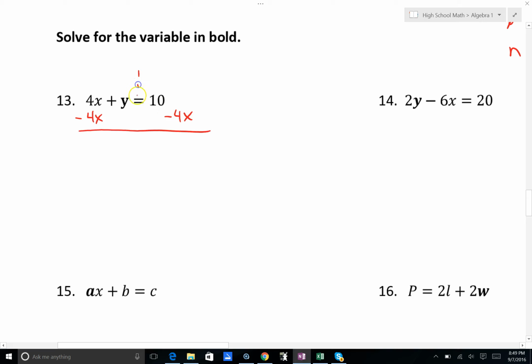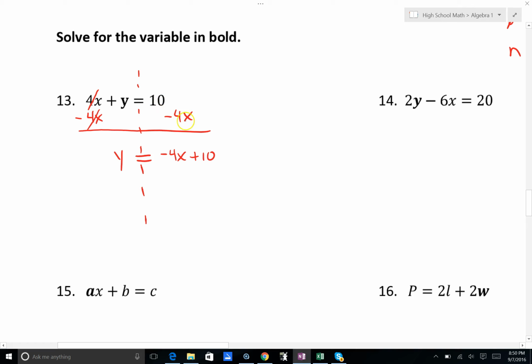Keep my separator line here in the middle. 4x minus 4x leaves just the y. That's what we're trying to do, get y by itself. Equals in the middle. And I could simply write 10 minus 4x. However, in general, we will put our x term first. In this case, it's a negative 4x, positive 10. What's very important is we cannot subtract these.